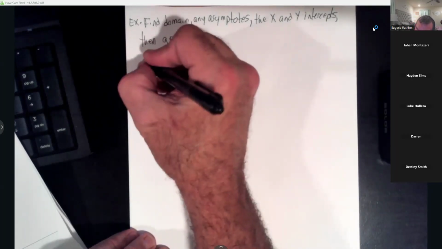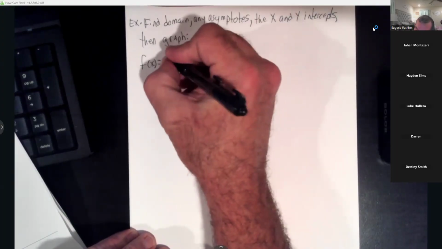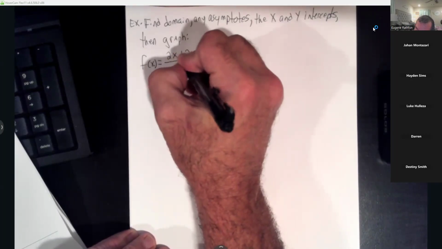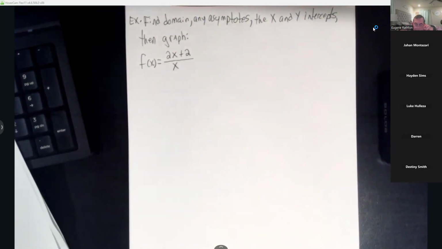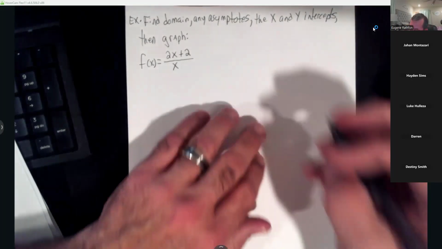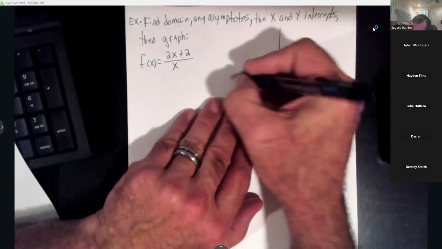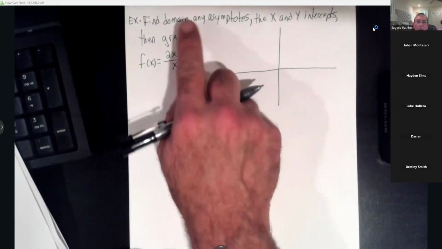All right, so this first function they're giving me, f of x equals (2x plus 2) over x. All right, so if you want to, I'll sort of hand draw what I'm doing here. All right, first the domain.